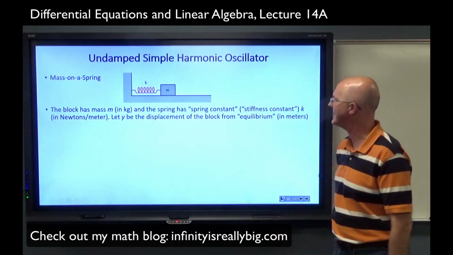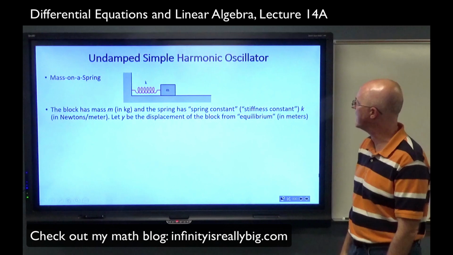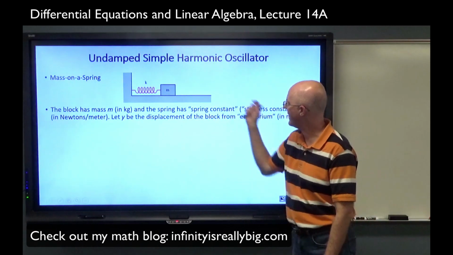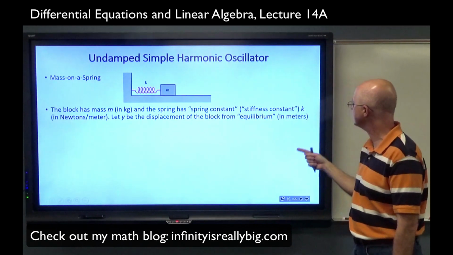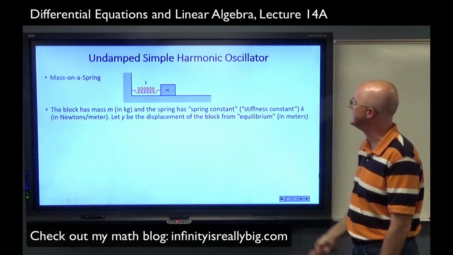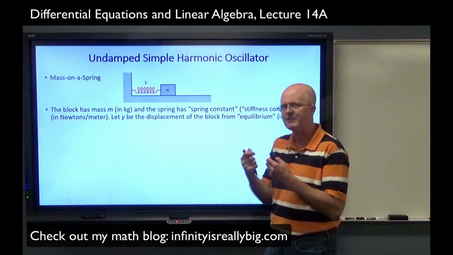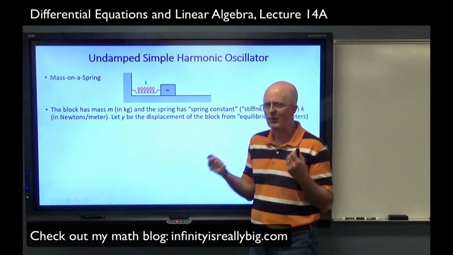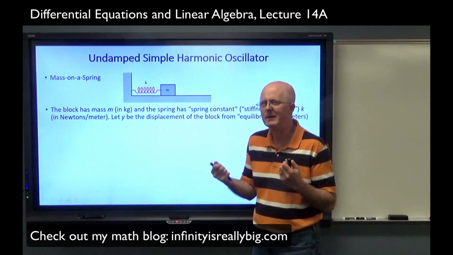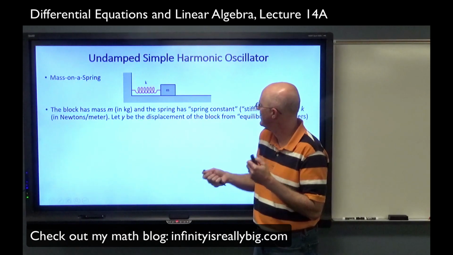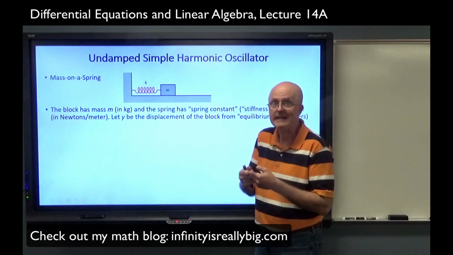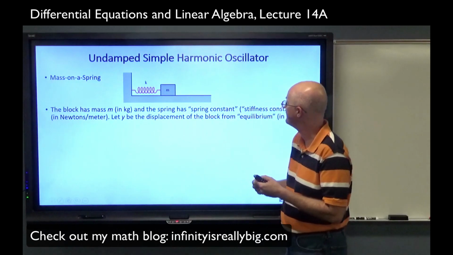The block has mass m in kilograms. The spring, that red thing that you see here that can go back and forth, has spring constant k, also called the stiffness constant, in newtons per meter. The stiffer the spring is, the greater the restoring force is. That means the bigger k is. And then some unstiff kind of spring, like a slinky or something, would have a small value of k.